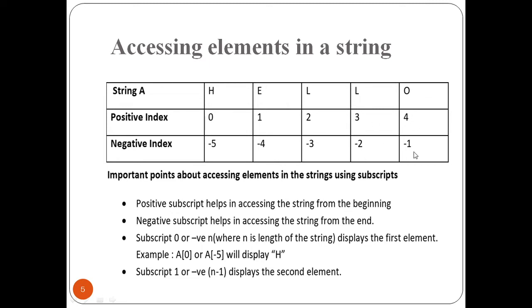A simple way to remember negative indexing is to go in reverse order. The last character is assigned minus 1, the next to last is assigned minus 2, and so on till minus 5. Here 5 is the number of characters in the string. So the total number of characters is 5, and I am giving minus 5 as the starting index. This is how you can access the string.